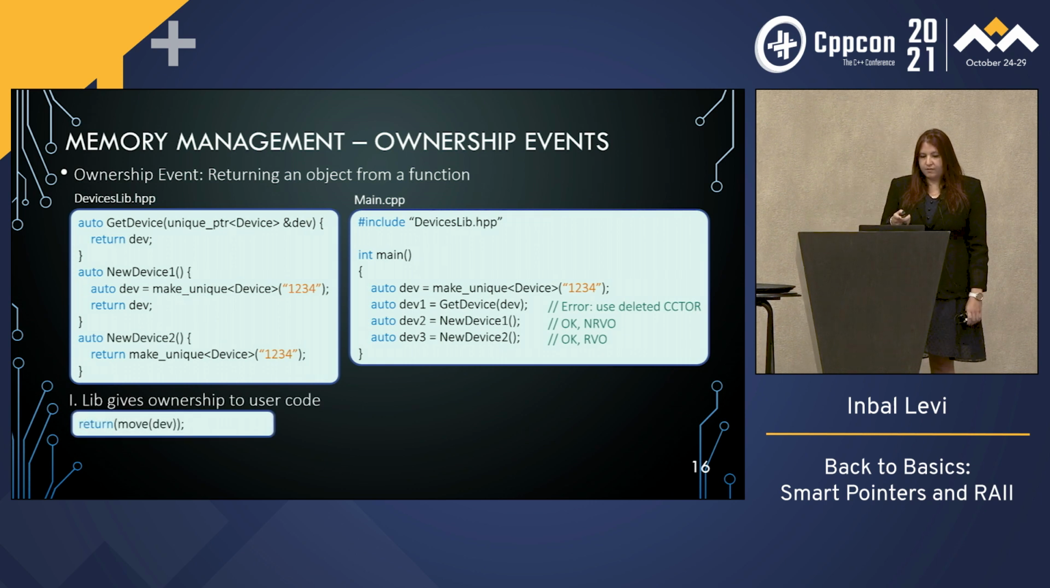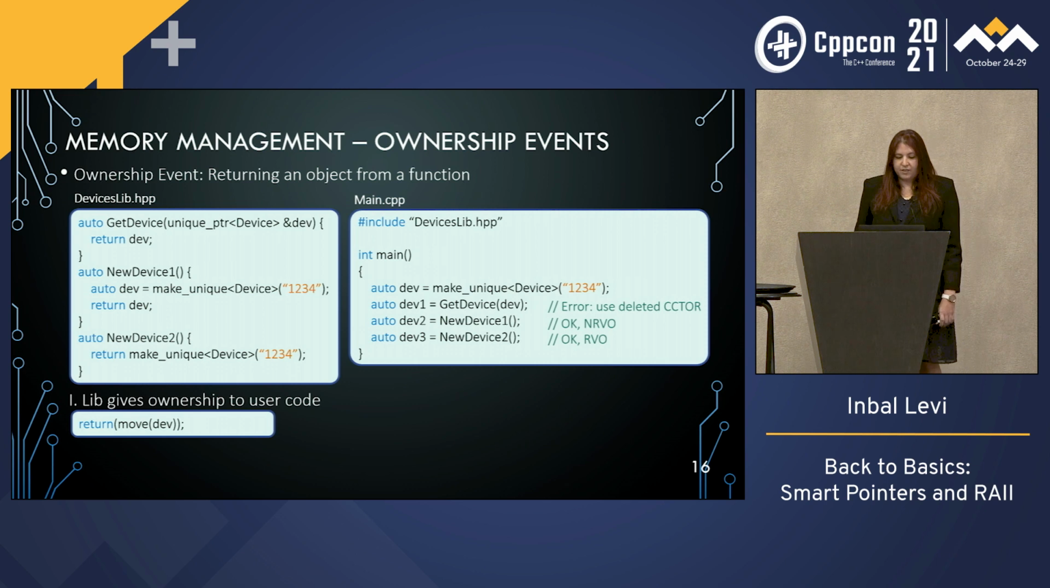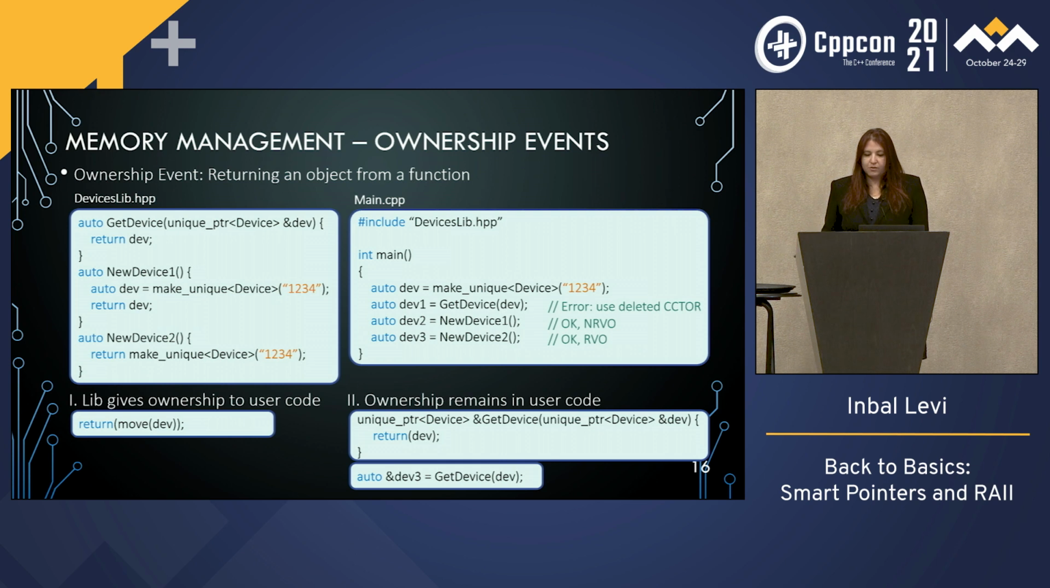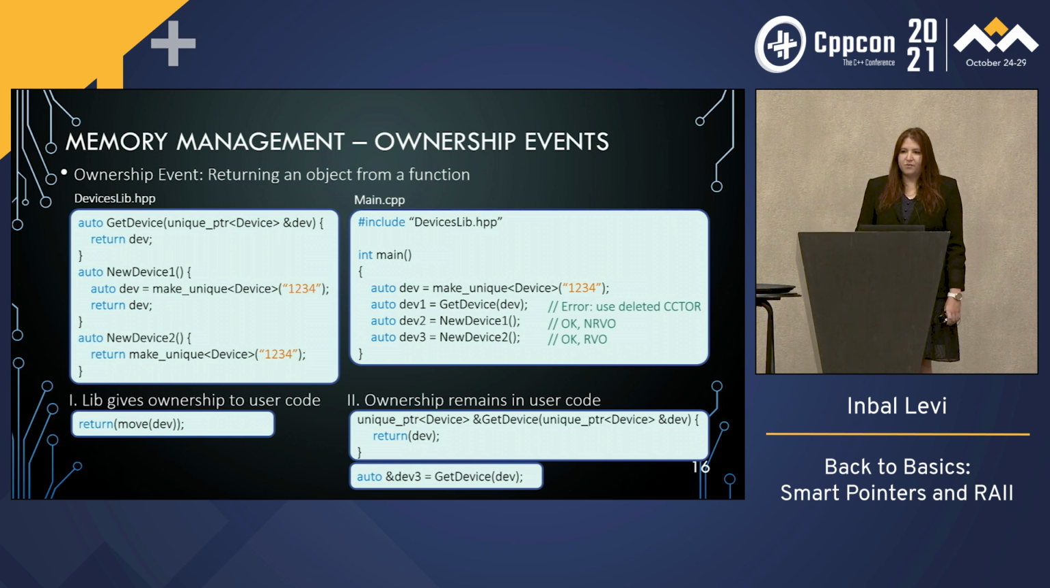For the first example, for get device, there are two ways to fix. The first is the library gives ownership back to the user code, so we move it outside. The second is that ownership remains in user code, so here I did this fix when I returned by reference, and for example, take by reference, return by reference. So this thing is not mine. I use it, but it's not mine. And then in the main, of course, I need to fix it.